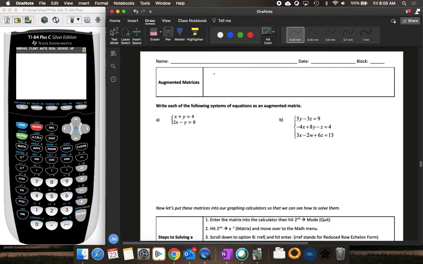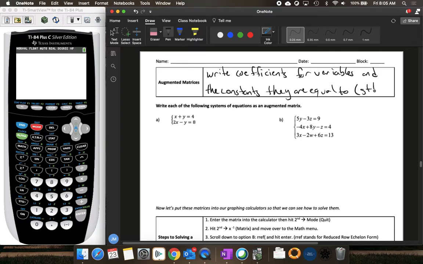So augmented matrices is where we write the coefficients for each of the variables and the constants that they're equal to. In other words, all of our equations need to be in what's called standard form. So standard form, just as a reminder, is where you would have all of your variables on one side, all of your constants on the other.